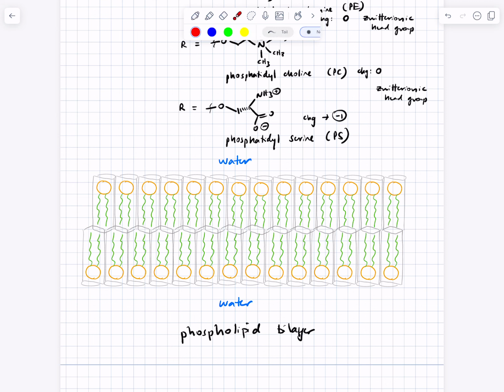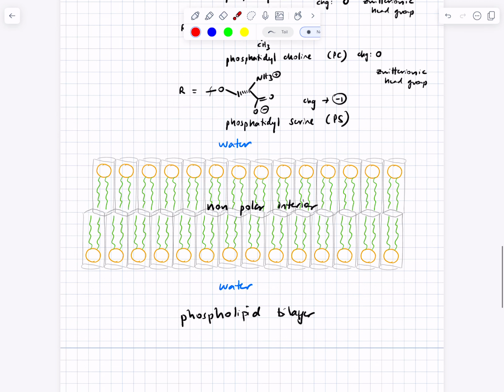And you have an edge of polar head groups exposed to water on one side, another polar head groups exposed to water on the other side, and then you have this nonpolar interior within the lipid bilayer. And things that cross membranes have to be able to get across both the polar head groups and the nonpolar interior. And we will, by this point, have talked about some membrane disrupting peptides and how they poke holes in this lipid bilayer based on the distribution of protein side chains that they have.